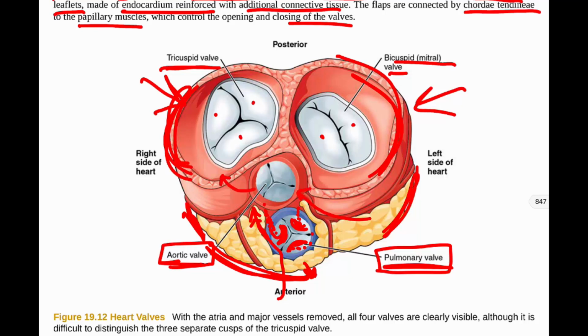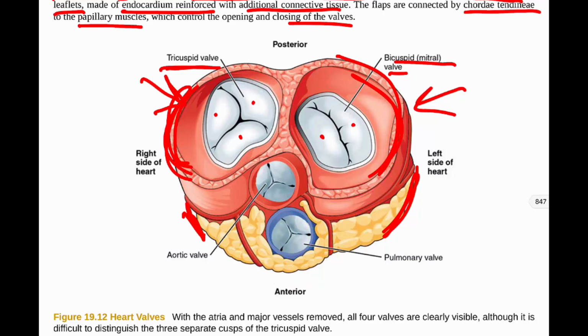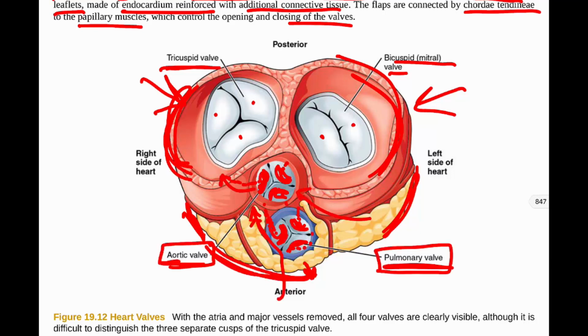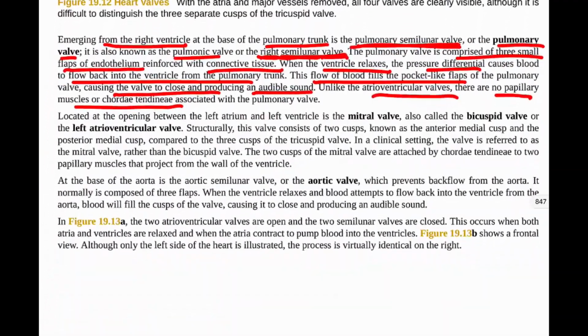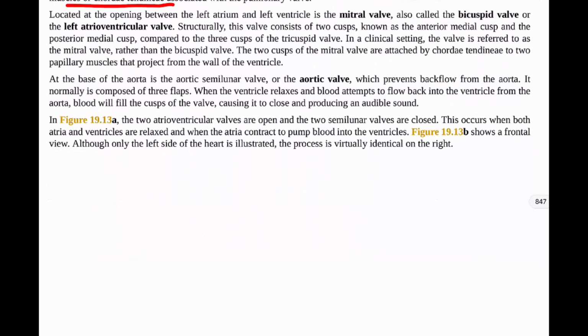So then we have that in the words here. We have our mitral valve or our bicuspid valve between our atrium and our ventricle on the left side. Two cusps, I'm not going to go through all this again. Then we have our aortic valve or aortic semilunar valve, which prevents the backflow from the aorta into our left ventricle. It's composed of three flaps, just like our pulmonary semilunar valve is. And this also produces a sound when it closes.